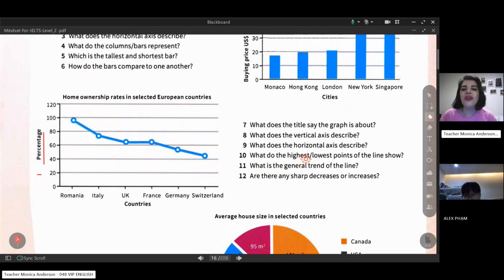And what do the highest and the lowest points of the line show? It shows that Romania has the highest percentage of the home ownership rate, and Switzerland is the lowest. Yes, the most and the least, as you said. Okay, very good. And the next one.